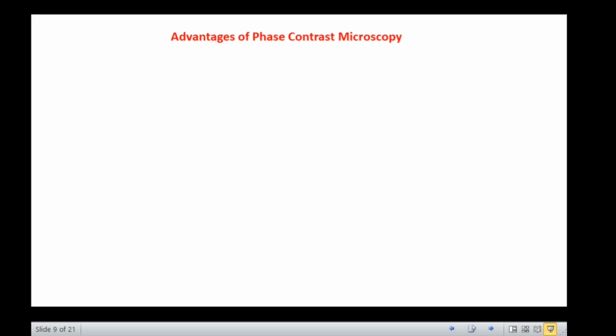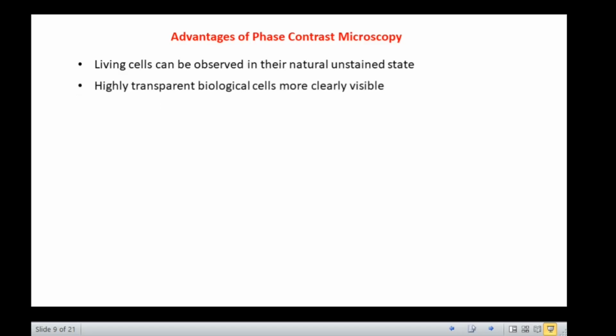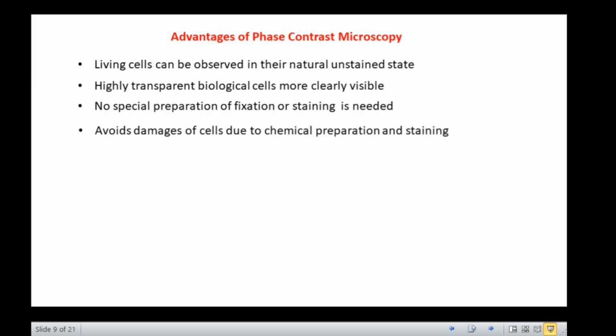The phase contrast microscope has many advantages as compared to that of bright field or dark field microscopes. First, living cells can be observed in their natural unstained state. Highly transparent biological cells are more clearly visible. No special preparation of fixation or staining is needed to study an object under a phase contrast microscope, which saves a lot of time. Also, it avoids damages of cells due to chemical preparation and staining.